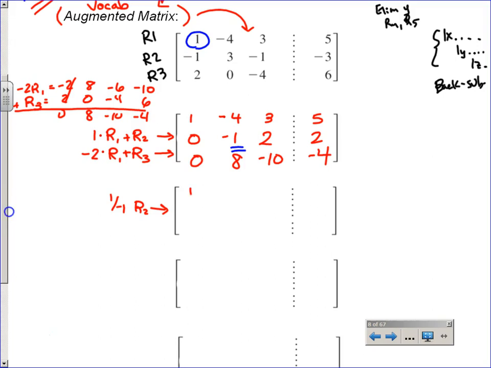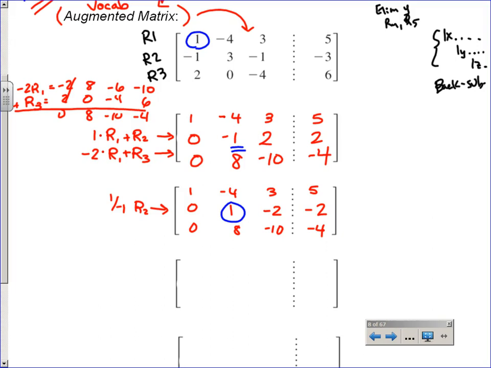So row 1 doesn't change, because I'm not allowed to go for my zeros yet. Row 3 doesn't change. I'm not allowed to go for my zeros yet in column 2. But row 2 is going to change. The nice thing is, if you do this in its proper order, 0 times anything is going to stay 0, just like I need him to stay. If you do it in another order, you'll mess it up. -1 times -1, or divided by -1, is a +1. 2 divided by a negative. I have my 1. Now what?